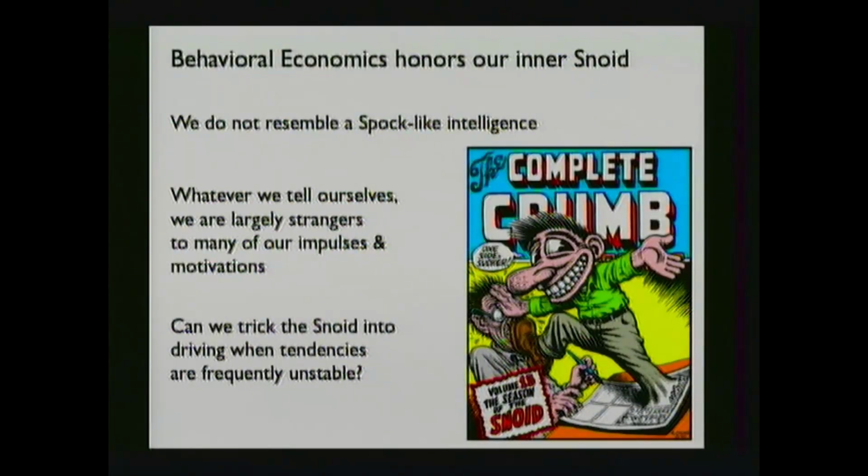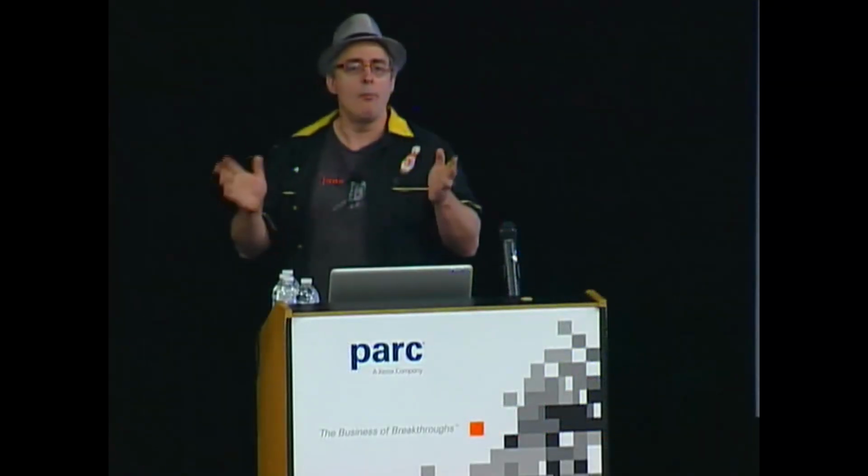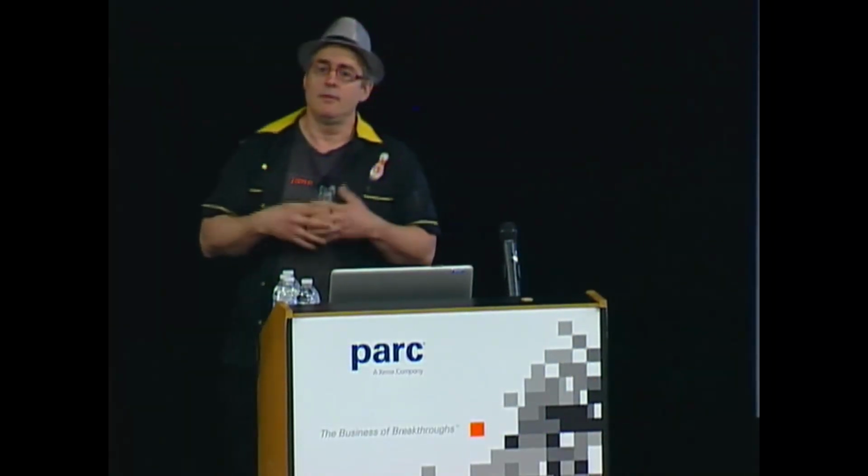A diagnostic test that's good for finding out how awake your system two is to ask people, a ball and a bat cost $1.10. The bat costs $1 more than the ball. How much does the ball cost? And there's just an instant answer that pops to your head.